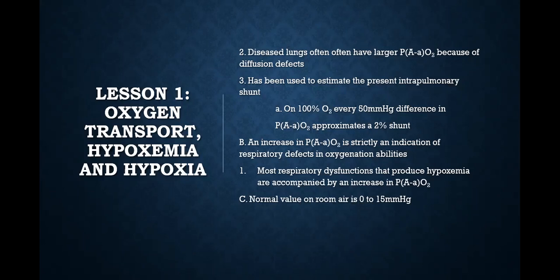Remember that? So we can use the AA gradient to estimate the percent of shunt by saying if the patient is on an FiO2 of 100% and you do an alveolar equation on that patient, every 50 millimeters of mercury difference in the AA gradient constitutes a 2% shunt, okay? Because the normal difference is 0 to 15 millimeters of mercury. So in a normal healthy lung, the AA gradient should be anywhere between 0 and 15. But if it gets up into 40, 50, 60 millimeters of mercury difference, we're dealing with diseased lungs and they are shunting. For some reason, the blood is there, but it's not picking up that oxygen.